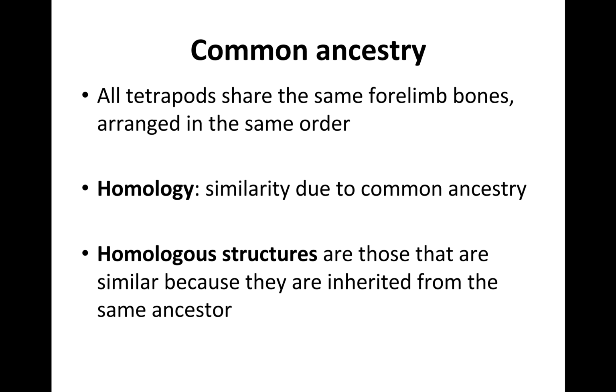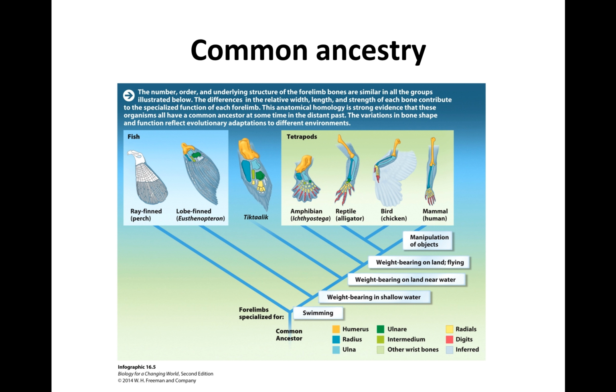All tetrapods share the same forelimb bones arranged in a similar order. The way we look at that is called homology, and it's similarities due to common ancestry. What we do is we look at homologous structures. Homologous structures are those that are similar because they are inherited from a common ancestor. However, they might be for different purposes. Here's an example of that.